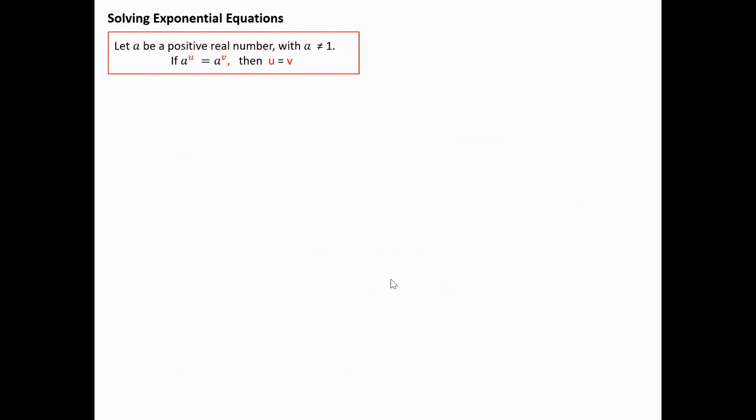Okay, now we're going to be solving exponential equations. So here's the definition of the rule. It says let a be a positive real number with a cannot be equal to 1. If a to the u power equals a to the b power, then u must equal b. So for example, we have to have the same base. That's what the rule says. We have to have the same base for us to apply the rule. In this case, we have the same base, which is 3 and 3. So then x will be equal to 5.